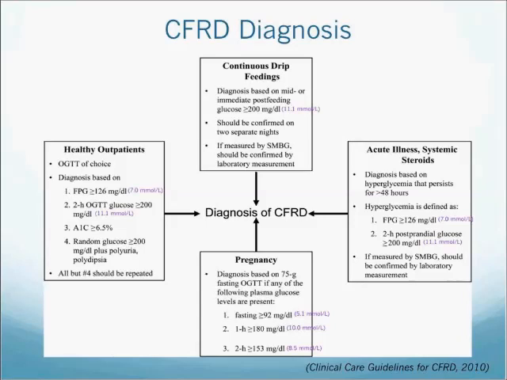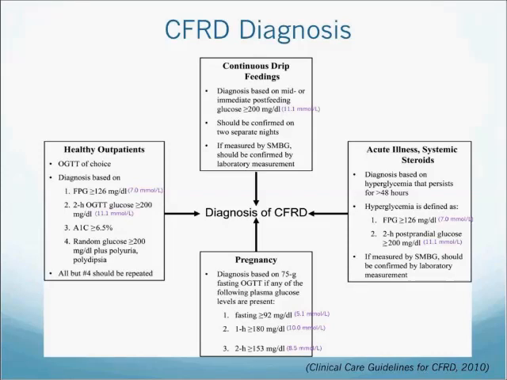The oral glucose tolerance test is definitely the test of choice for diagnosis, and we base it on a fasting blood sugar of 7 or greater, or it can also be diagnosed after the 2-hour glucose test with a blood sugar of 11.1. A1C can also be used as a diagnostic tool. Values equal to or greater than 6.5% can be diagnostic for our healthy outpatients. Random blood sugars greater than 11.1 can also be diagnostic. The first 3 tests should be repeated to confirm the diagnosis.